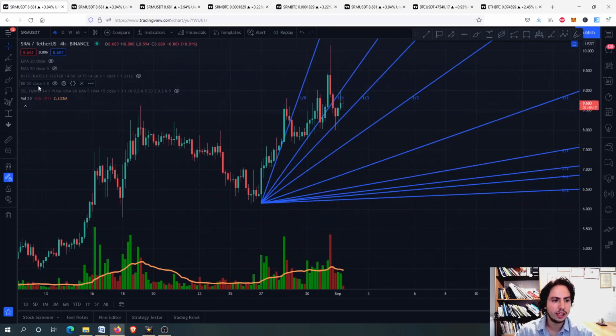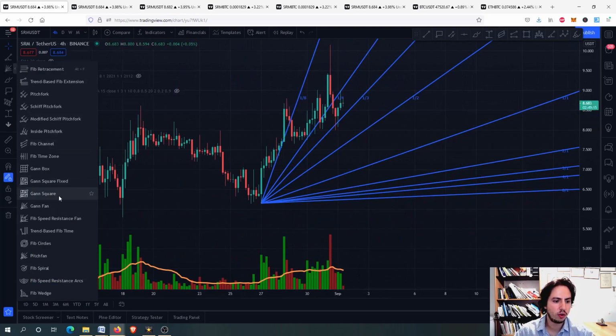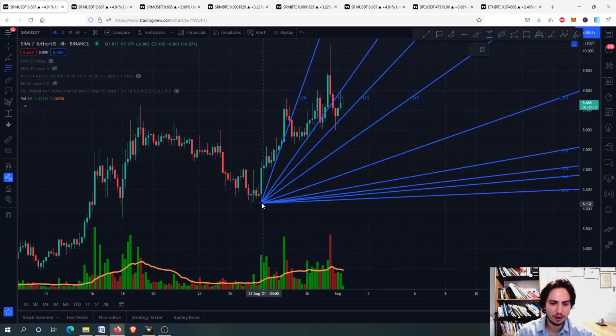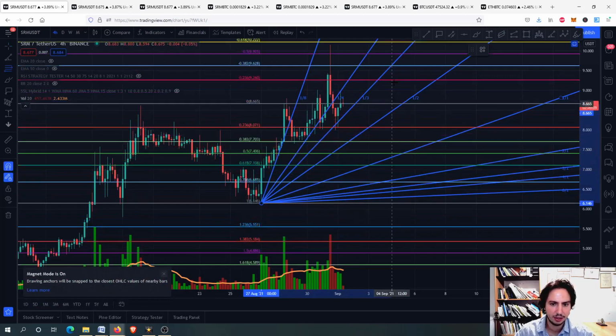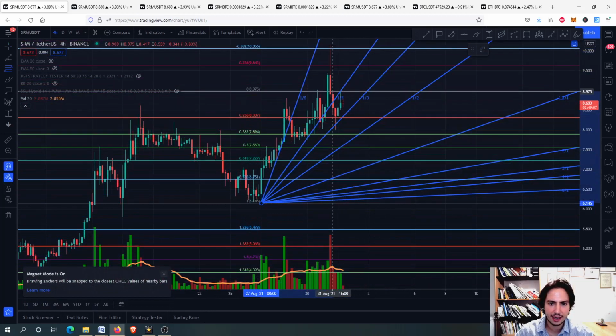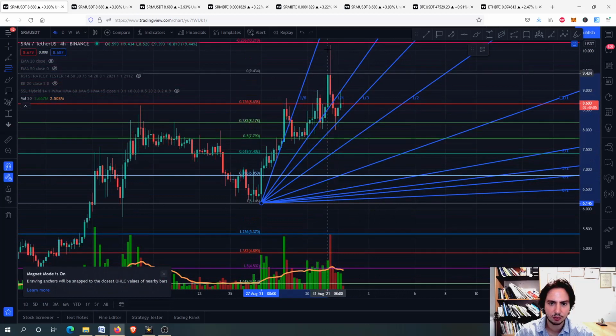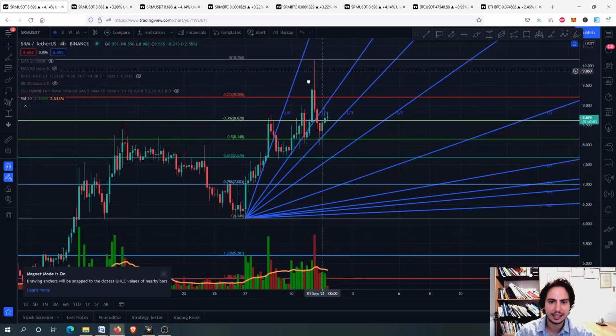Okay, so if you go here and draw a fib retracement, let's go there, and I will use the magnet to find the lowest point right here. There we go. And the highest, sorry guys for that. Yeah, and the highest, here we are.